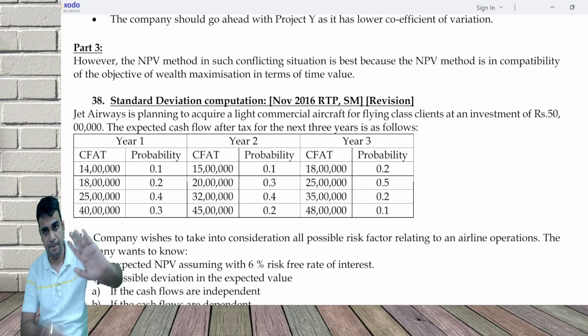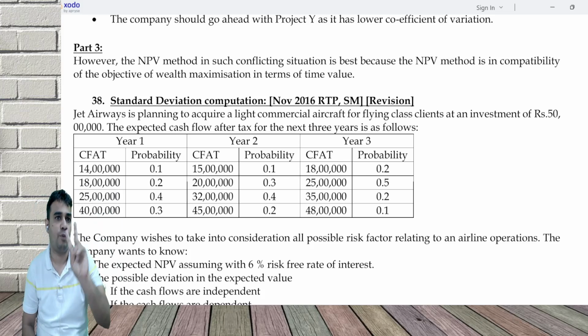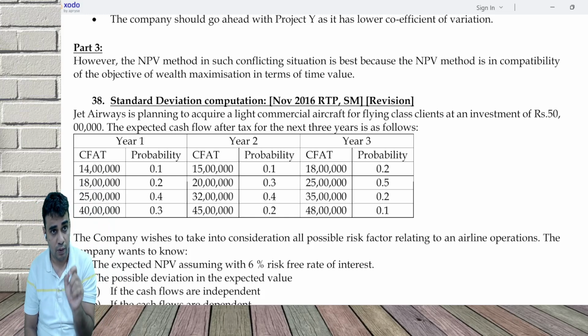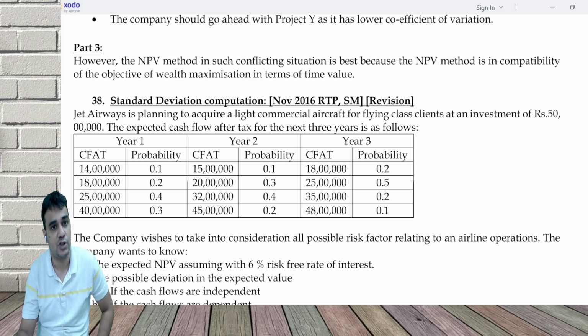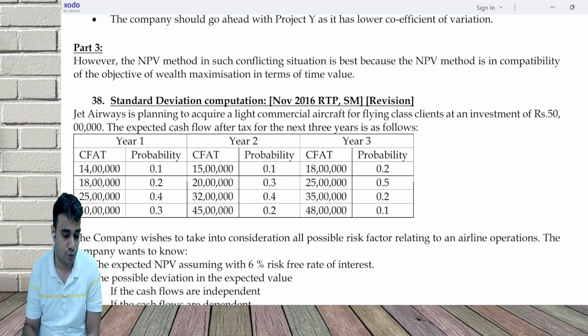They've asked for NPV. Now when you want to calculate NPV, two approaches are there. One approach is NPV is equal to the weighted average of the various possible NPVs with probability being the assigned weight. Second approach is NPV is the NPV of the expected cash flow of the project. Both will give the same answer. If you want to do the weighted average of various possible NPVs, it is not possible for you to do.